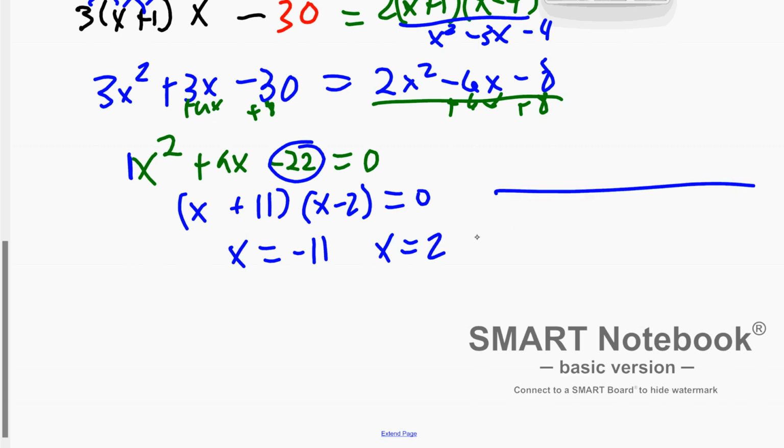So then on a number line, what I want to put down when I do this is I want to put what x cannot be.